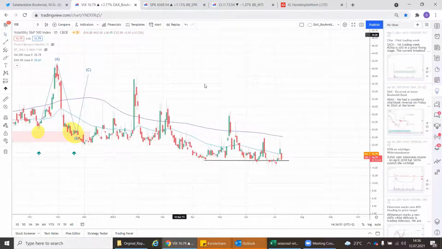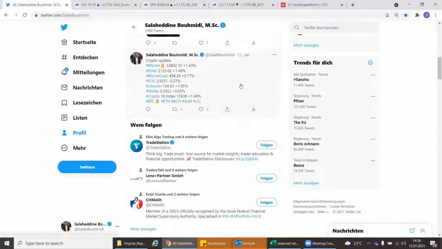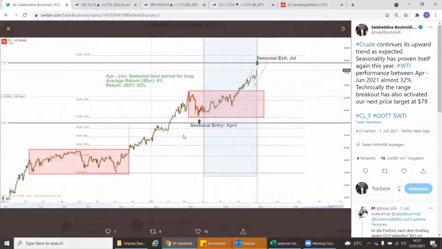If I go back to crude oil, I will show you something on the chart. I told people in April, hey guys, we are entering the seasonal best period for going long in WTI. April till June is the best period, 9% over the last 30 years. This year, 32%. Of course, we regained the momentum of the fall of last year.